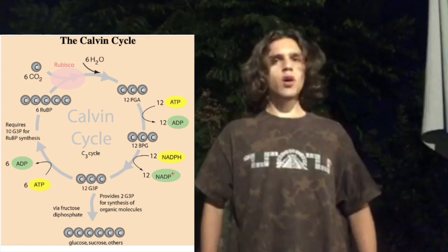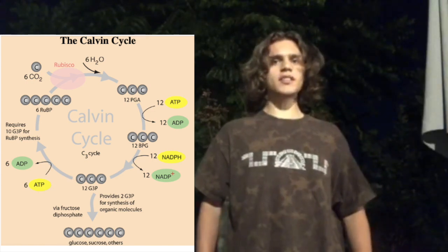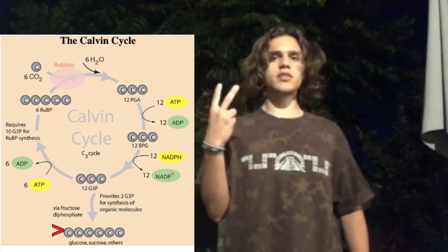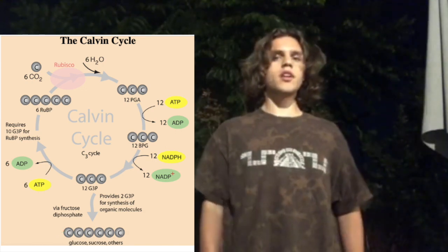Remember how I said one G3P chain is set aside for glucose production? Well, it only takes 2 of these chains to make a full glucose molecule. That means there are still 10 chains left.